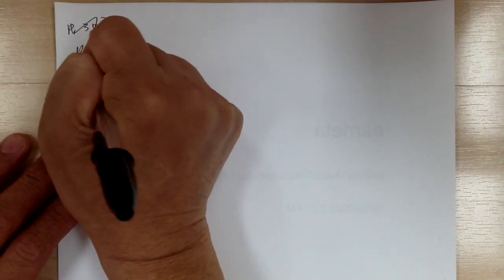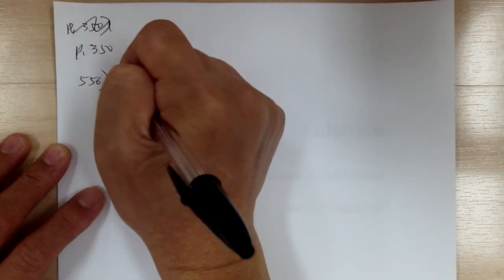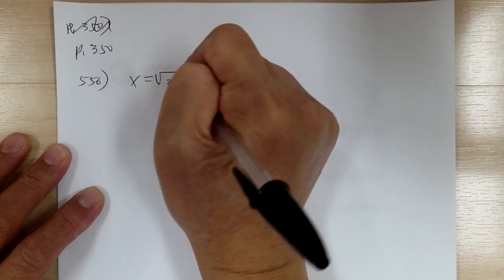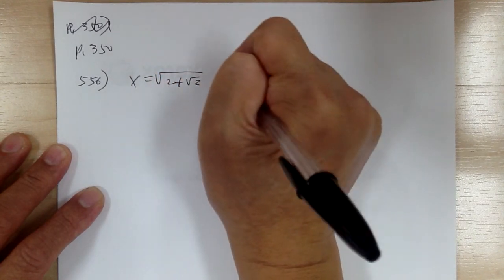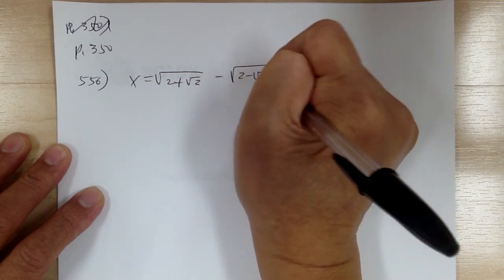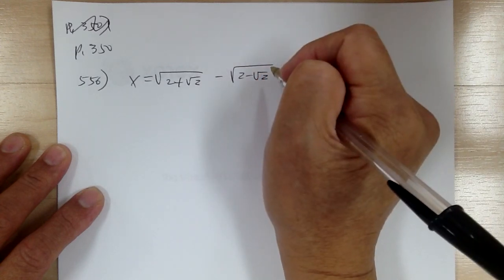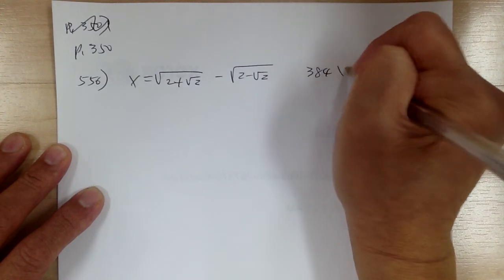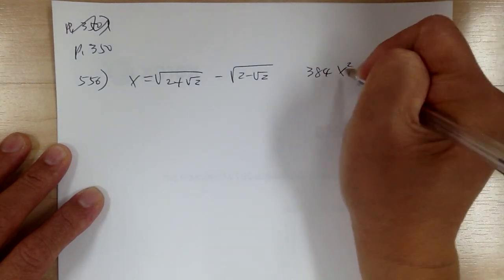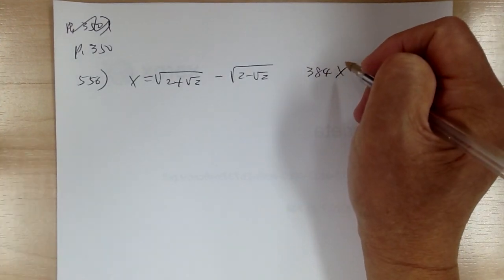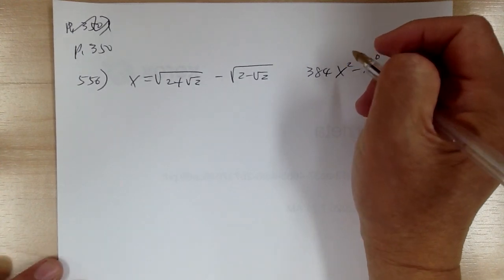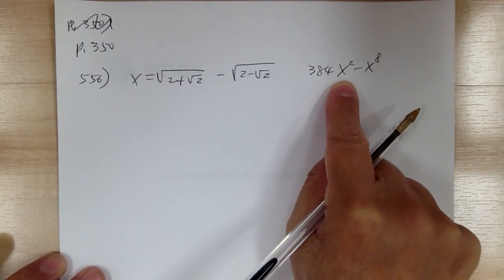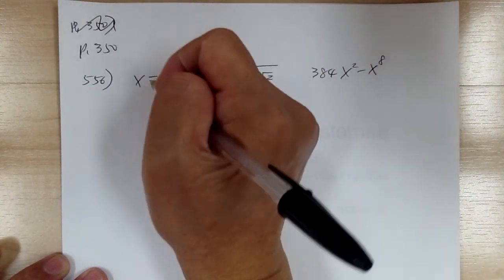Okay, so 556. Let x equal to the square root of 2 plus the square root of 2 minus the square root of 2 minus the square root of 2, and you're looking for 384 x squared minus x to the 8. Okay, so first, let's go and square both sides since we're looking for x squared, right? So let's go and square both sides.